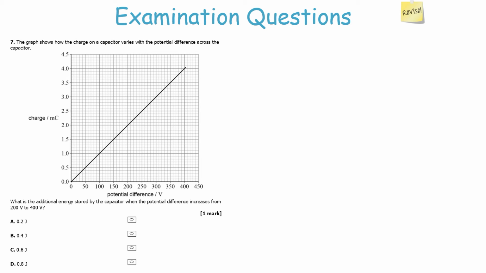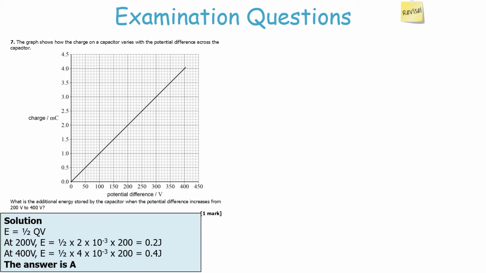So we know that energy is equal to a half Q times by V. Again, why would you use this equation? Well, you've got Q in the question, you've got V in the question. So work out what it would be at 200 volts. So you go to 200 volts and see that the charge is going to be 2 times 10 to the minus 3, because it's 2 millicoulombs. So therefore you would convert into coulombs. So you get 0.2 joules.